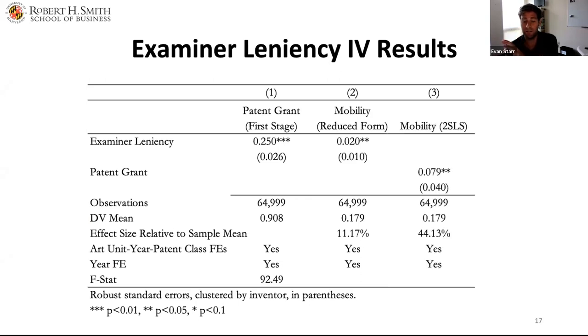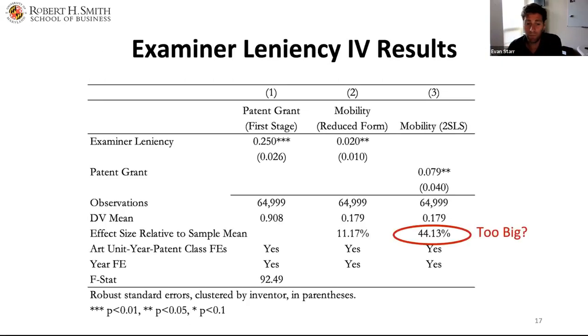And if you remember, your IV is just the ratio of these two effects. So our two-stage least squares is an effect size of about 0.079. It's significant precisely at the 5% level, which is great because we get to put that whole extra star on this table. But it is an enormous effect size, you guys. Remember, this is a slightly different subsample. I don't have time to get into it, but the average mobility here is about 17.9%, so 18% mobility. So what we have estimated here is a 44% increase in mobility from receiving a patent. And you might look at that and say, is that real, Evan? It seems very large to us.